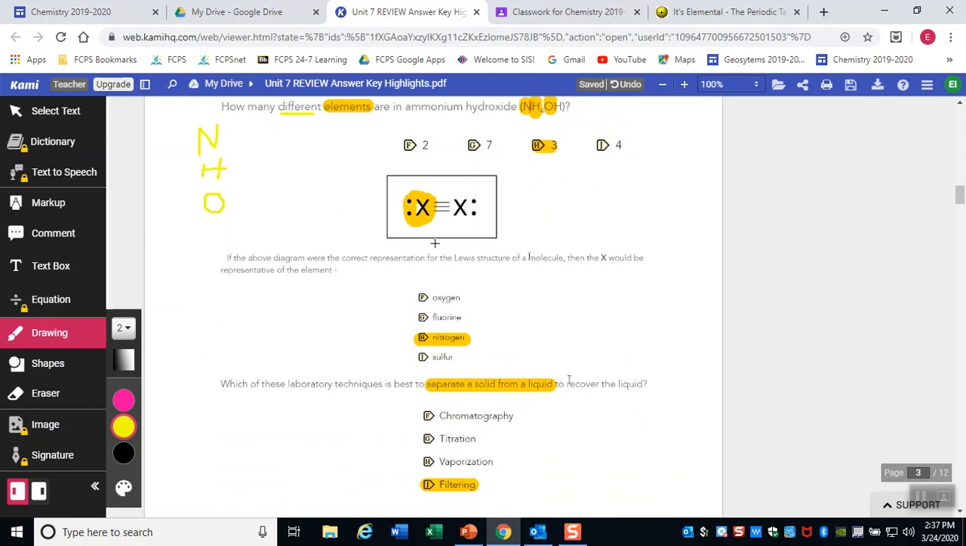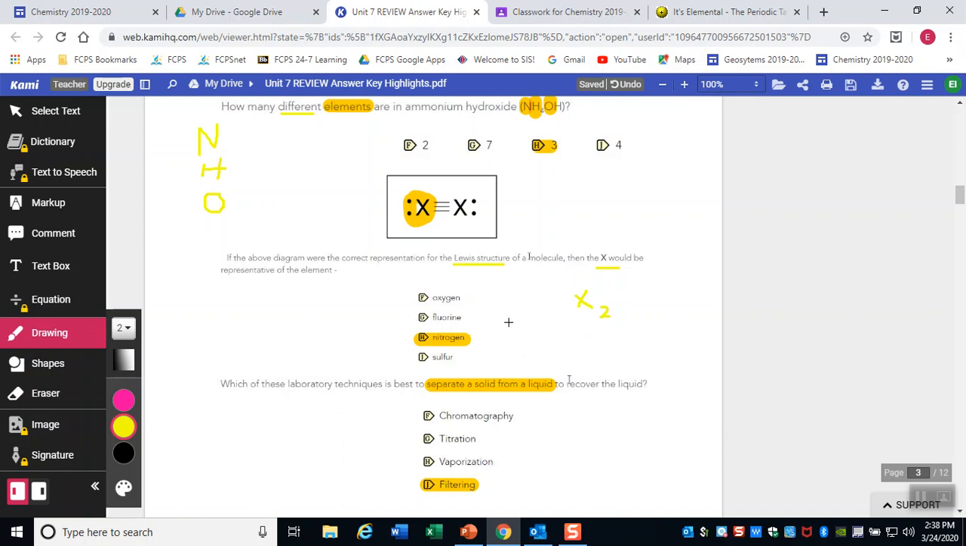In this picture here, it says we've got the Lewis structure, all right, of a molecule. And the molecule is named X, right? And it's diatomic, right? You have two X and X, all right? So that would be like X sub 2, right? You have two of them. And I guess all of these are diatomic. So, well, oxygen, fluorine, and nitrogen.